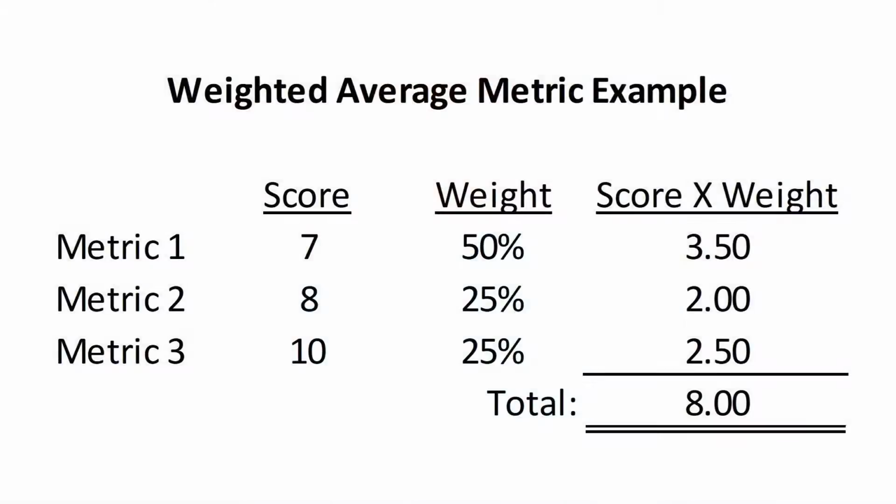Here's a quick example of how this works. Let's assume you have a dashboard with three metrics. Each is measured on a scale of 1 to 10. Metric 1 has a rating of 7, metric 2 is 8, and metric 3 is 10. Metric 1 is given a weight of 50%, while metric 2 and 3 are each weighted 25%. You multiply each metric score by its weight. The sum of these scores multiplied by weights is the sum of the weighted score. This boils all your metrics down to one number. That assumes you know how to weight each metric.